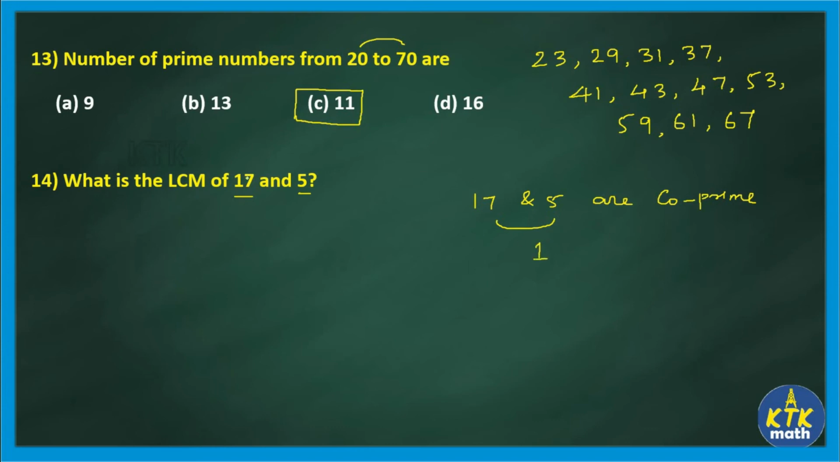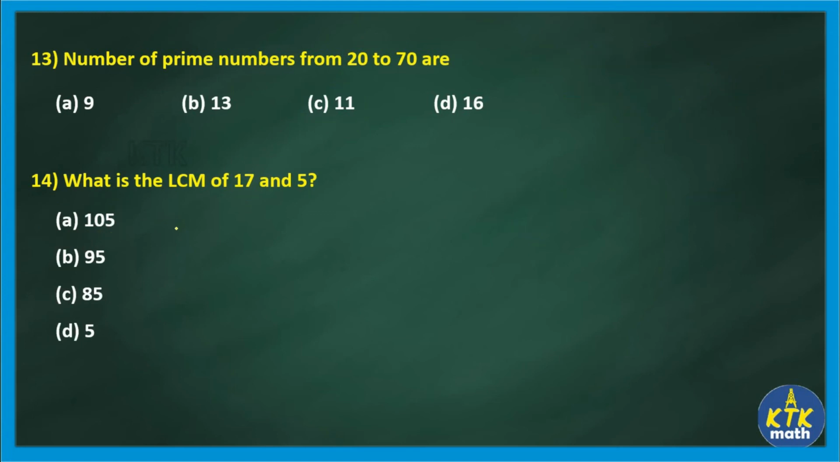So when co-prime numbers are given to you and they are asking LCM, it means very simple. The LCM of co-prime numbers is exactly equal to their product. So directly you can multiply 17 into 5, and your answer is 85. Can you understand? The LCM of co-prime numbers is equal to their product. So directly you can multiply the numbers. 17 5s are 85 is your answer.